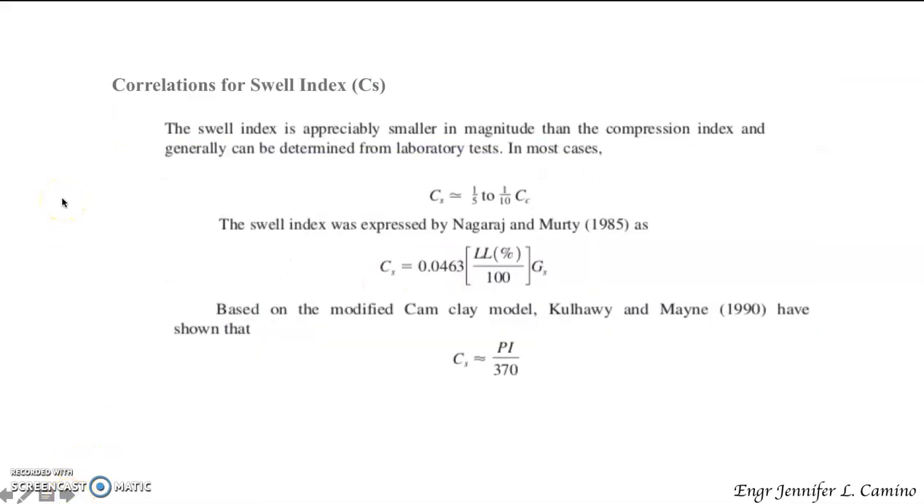So, correlations of swell index. The swell index is appreciably smaller in magnitude than the compression index and generally can be determined from laboratory tests. The swell index is given by 1/5 to 1/10 of the compression index. According to Nagaraj and Murty, swell index is given by this expression. And Kolhawi and May introduced this formula for the swell index based on the modified Cam-Clay model.